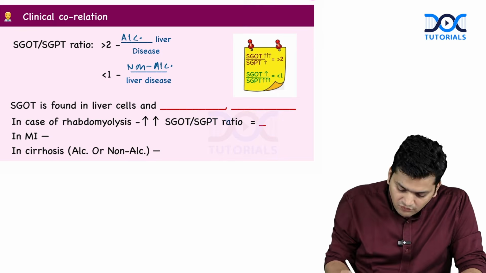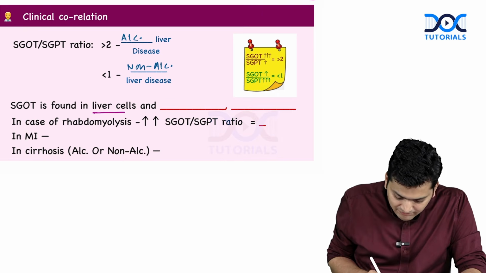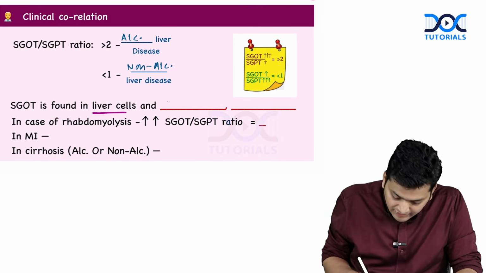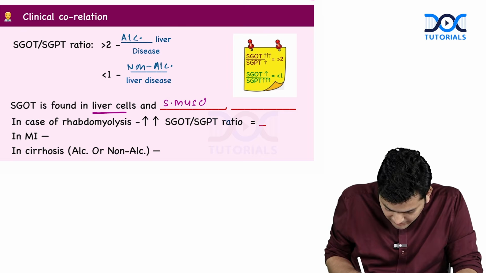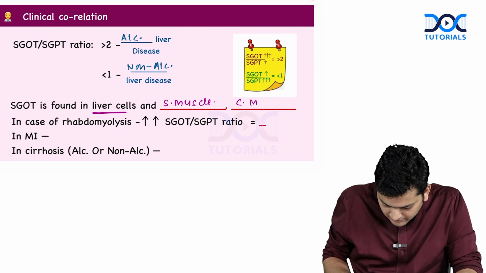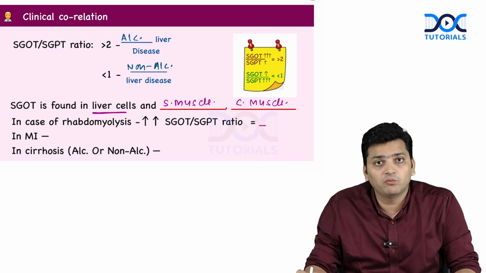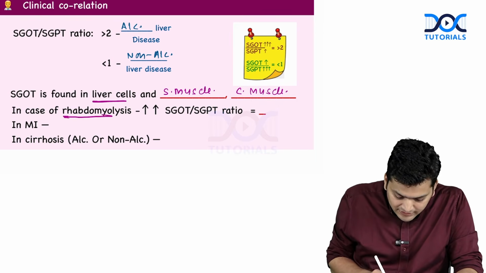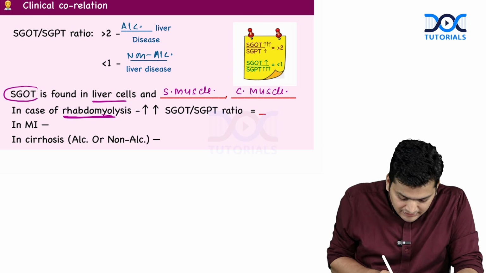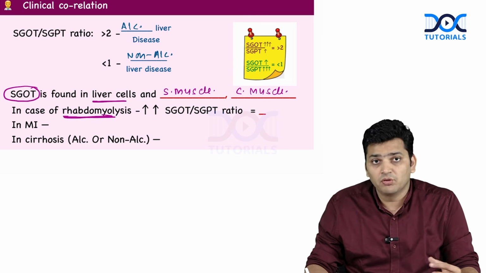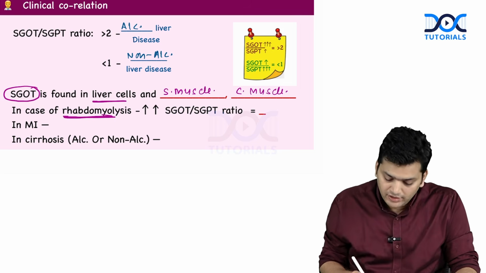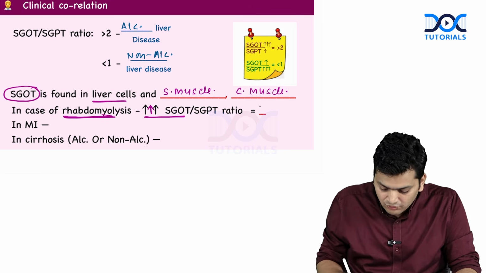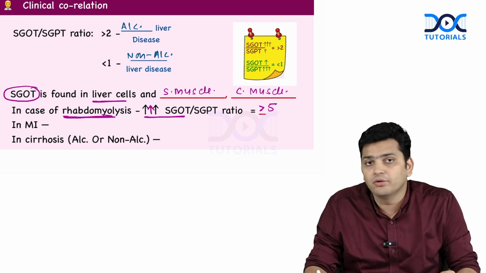SGOT is not just found in the liver cells. It is also found in skeletal muscle and in cardiac muscle. In the case of rhabdomyolysis, meaning muscle injury, because the muscle contains a lot of SGOT, a lot of SGOT will come out. There will be a significant increase in the SGOT, and the ratio is going to be more than 5.